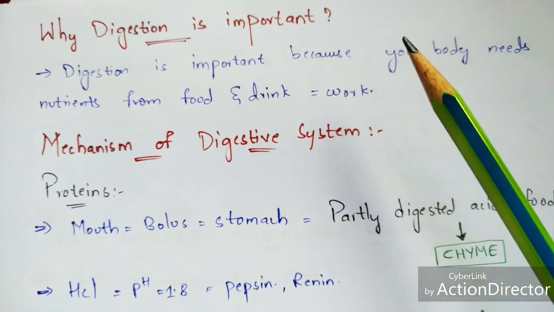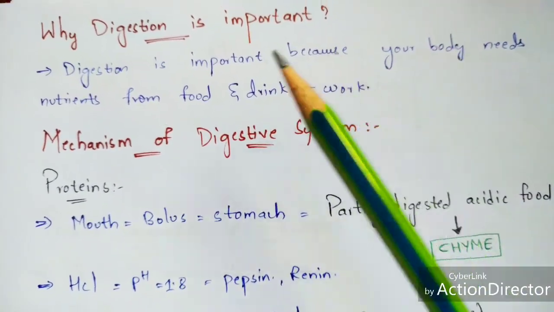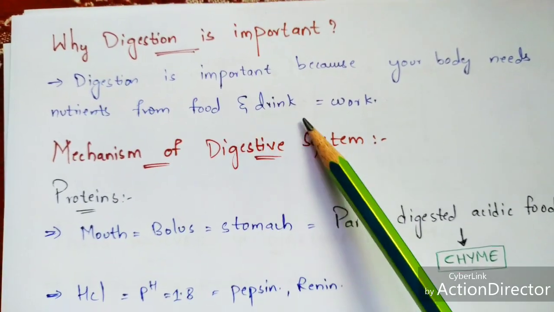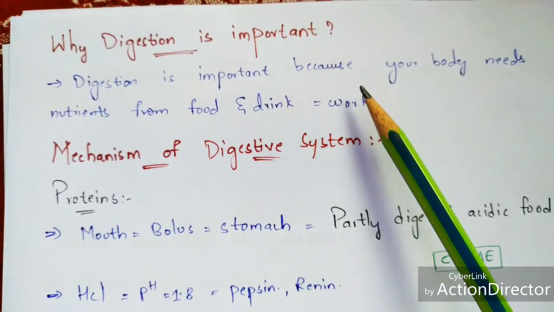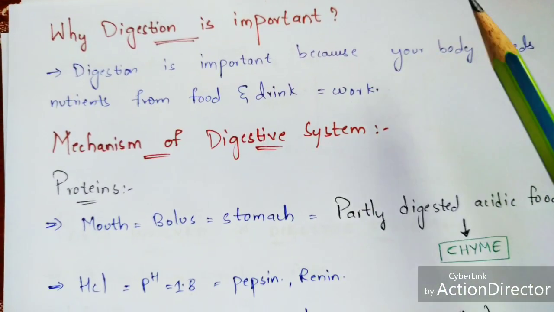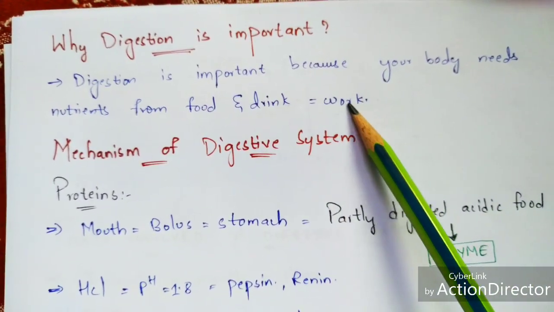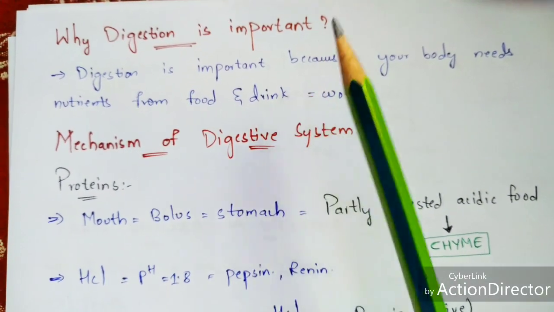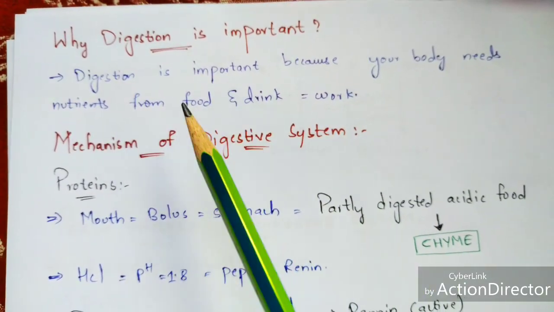So when that microvilli absorbs the nutrients from the food and drink, or from the water, then what happens? Immediately it will be sent towards the bloodstream, and the nutrients which have been absorbed will lead to the formation of glucose, and the glucose helps in doing work, right? So for doing work only we need food, and that is why the digestion process takes place.